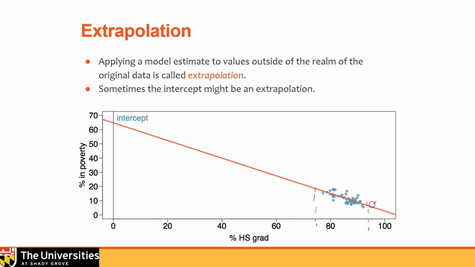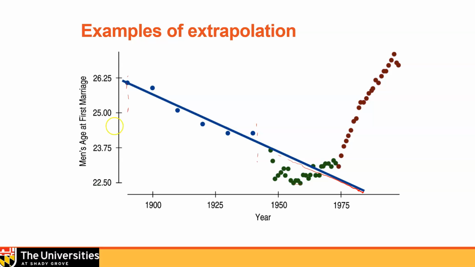Here we don't know if all of a sudden the data goes like this, or maybe like this. And the same here, we don't know if the information would go like this or maybe like this. It's not necessarily linear when we extrapolate. This shows that the intercept itself might be an extrapolation. Having 0% high school grads is so far away from where the actual data is that it really is not meaningful. So be careful about extrapolation. Don't go too far from your original data.